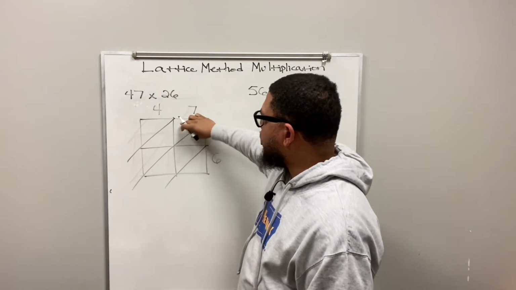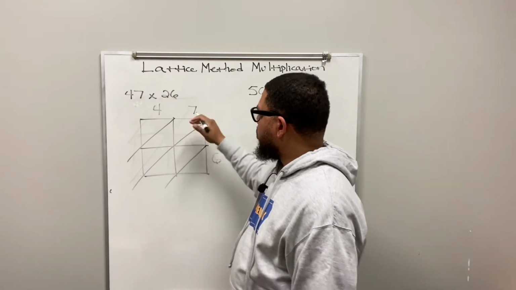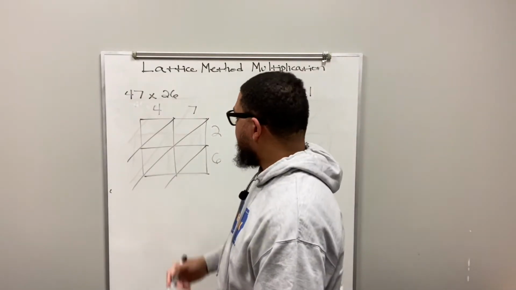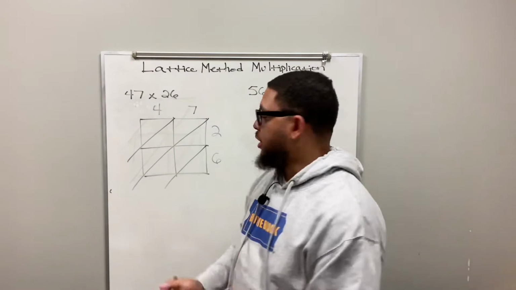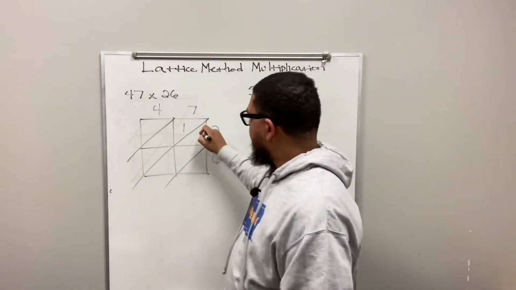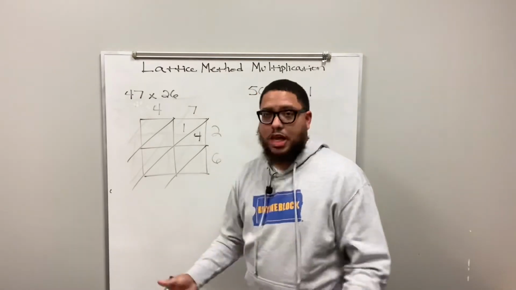So now, but I got two spaces in here, right? I got an upper triangle and a lower triangle. So in the upper triangle, I'm going to put my number from the tens place of the product. So if that's 14, I'm going to take the 1 and I'm going to put it up here. And then I'm going to take the 4 and I'm going to put it right here. Now I'm going to do 7 times 6. 7 times 6 is 42.